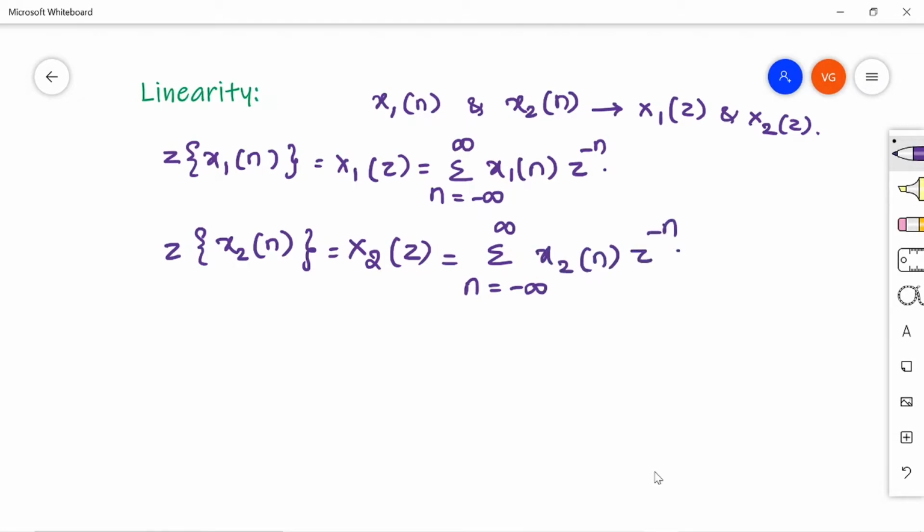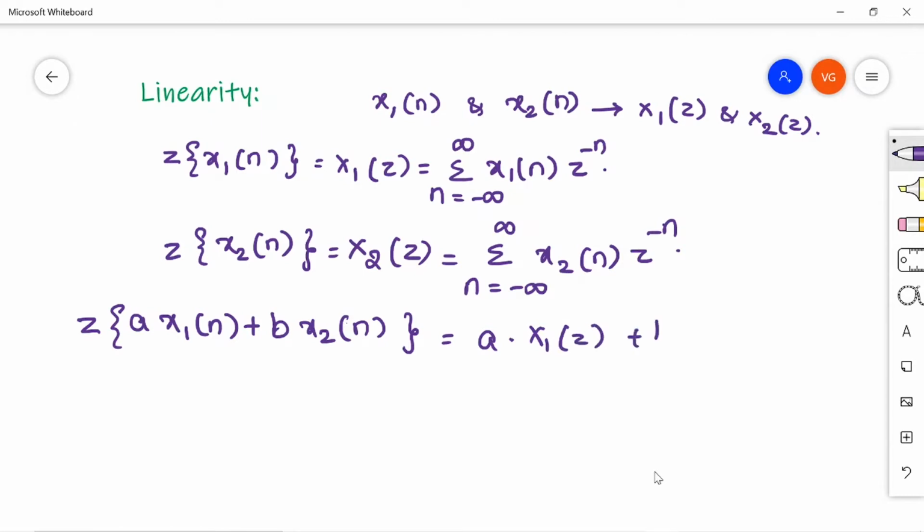z power minus n. So this linearity property says the weighted sum of inputs, I am taking a x1 of n plus b x2 of n, is equal to the weighted sum of your transformed outputs, so a x1 of z plus b x2 of z. This is the definition of linearity. Let us see the proof, how it goes.